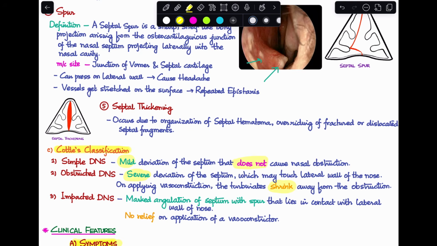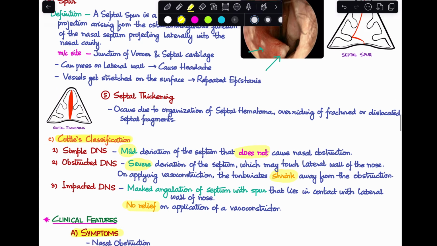Our third type is an impacted DNS, where we see a marked angulation of the septum along with a spur, which lies in contact with the lateral wall of the nose. These cases definitely need surgical management because they will not have any relief on application of a vasoconstrictor agent. So you have to perform a septal surgery to correct it. So this was the Cottle's classification of DNS, another important viva question you should be knowing. So these are the three different classifications that you should be mentioning when you are asked about what are the different types of deviated nasal septum.